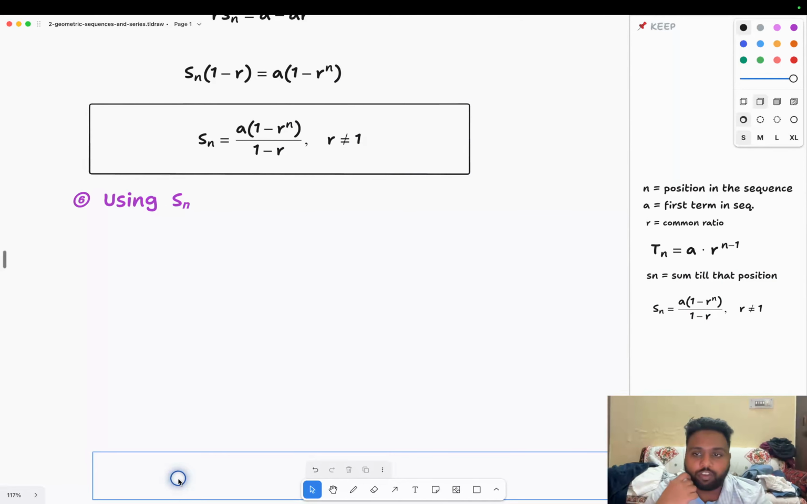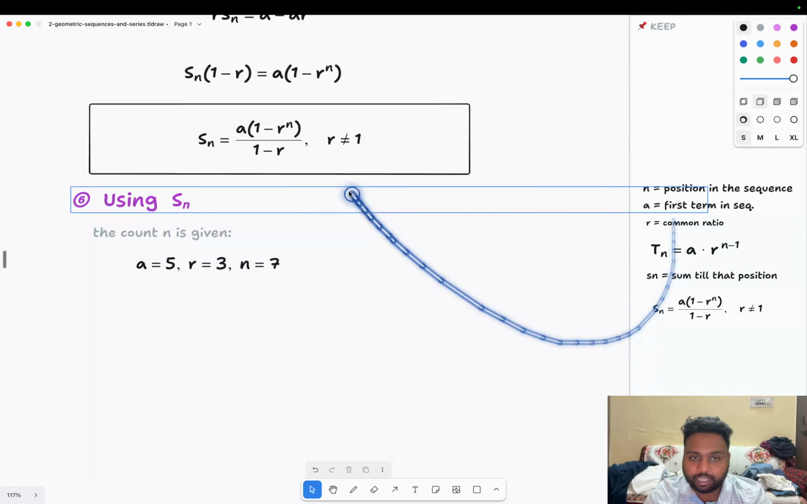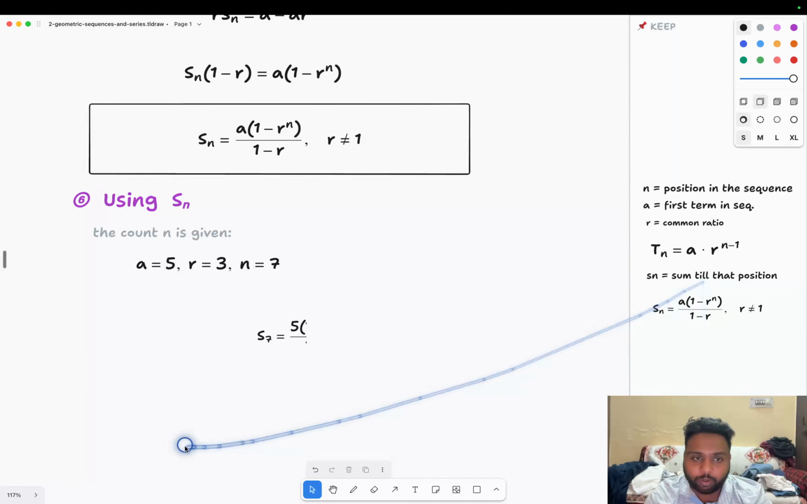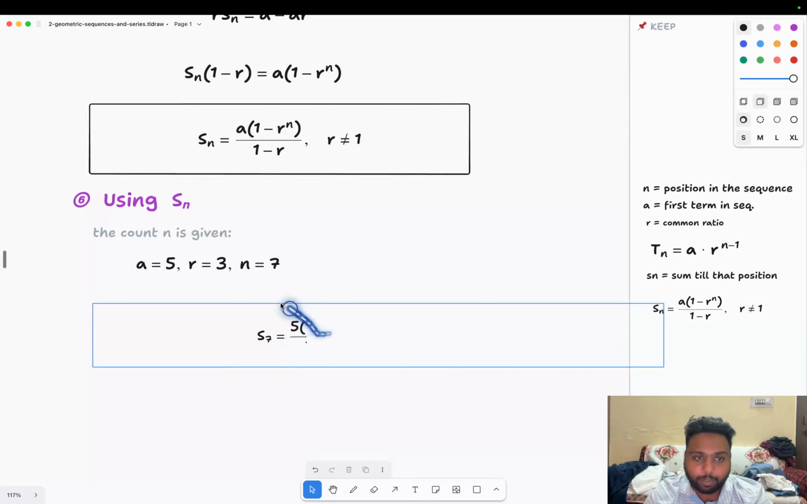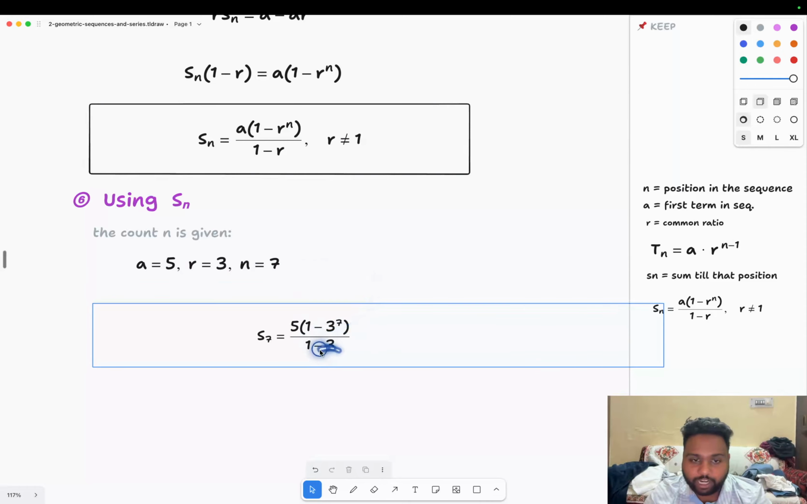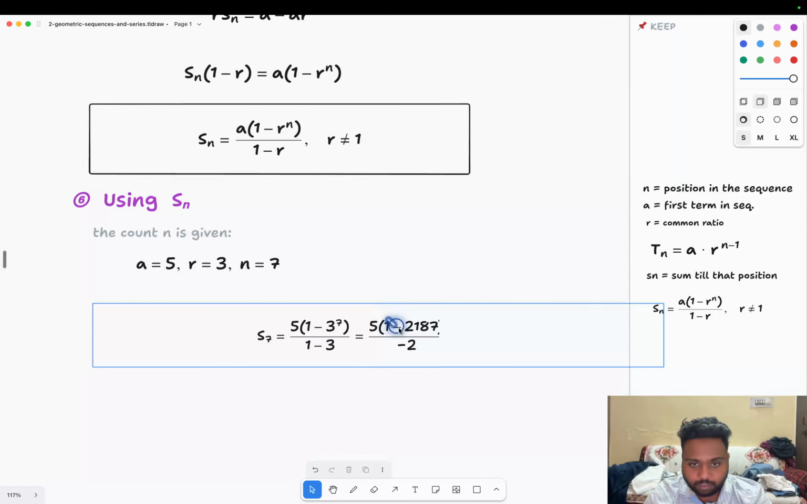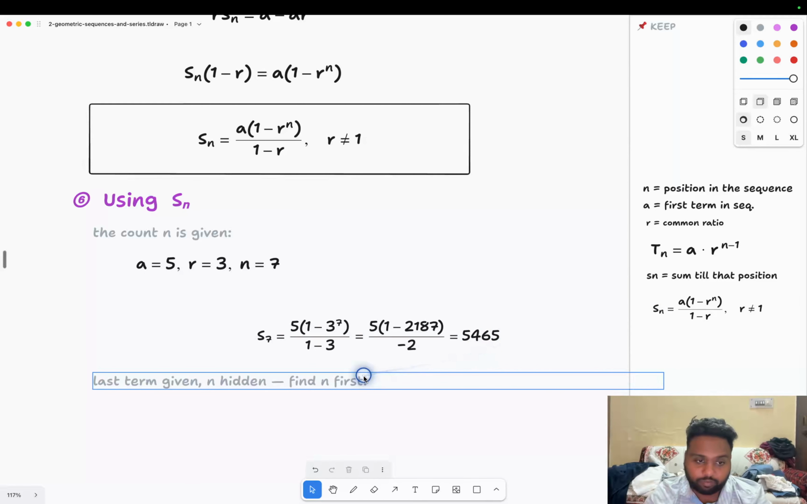Now we are going to talk about how we use S of N. When A, R and the value of N are given to us, for example N is 7, A is 5 and R is 3, then we can just use this formula and substitute the values. So S of 7 will become 5 multiplied by 1 minus 3 to the power 7, divided by 1 minus 3, 1 minus R. This becomes a very big value. 3 to the power 7 is 2187, divided by minus 2, which becomes 5465.